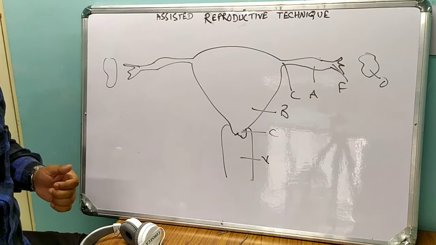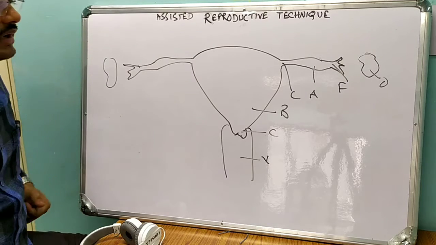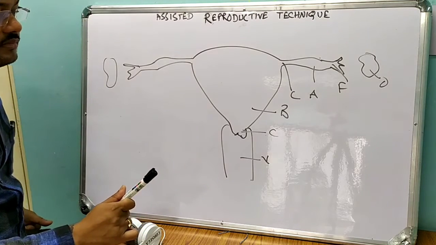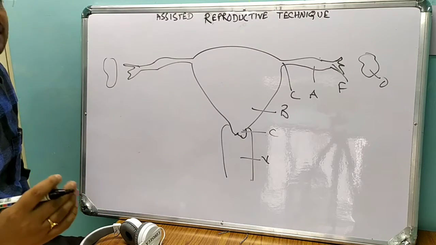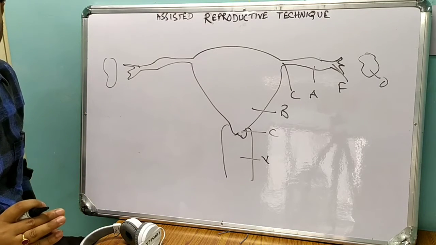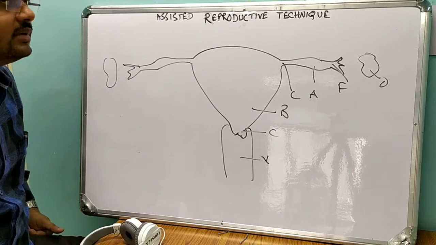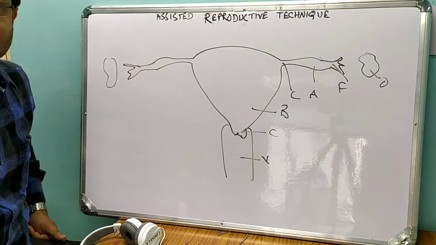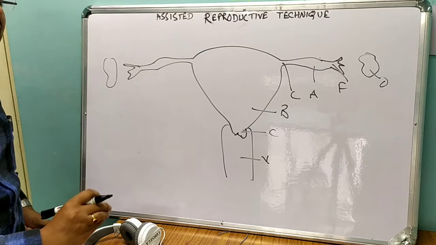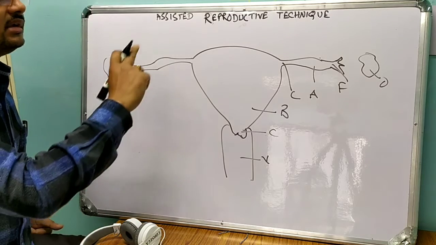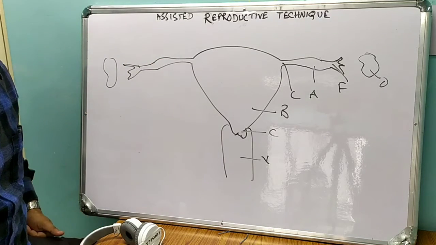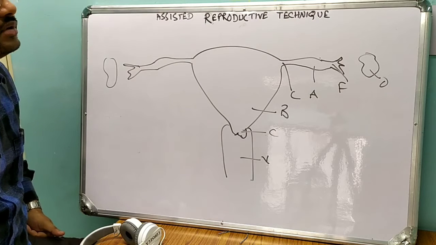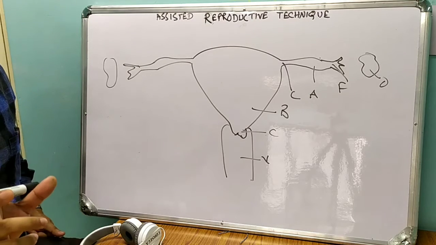For the natural technique to happen, first of all you have to remember, number one, ovum viability is about 12 hours after ovulation. Sperm viability inside the female genital tract is about 48 hours. So what you get is about a 60 hour window.